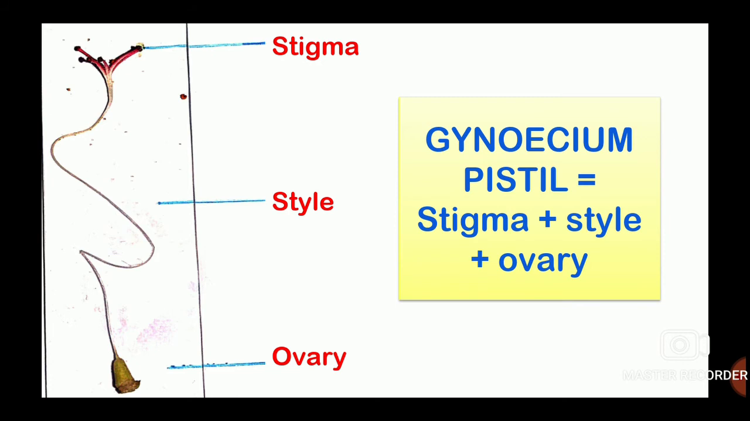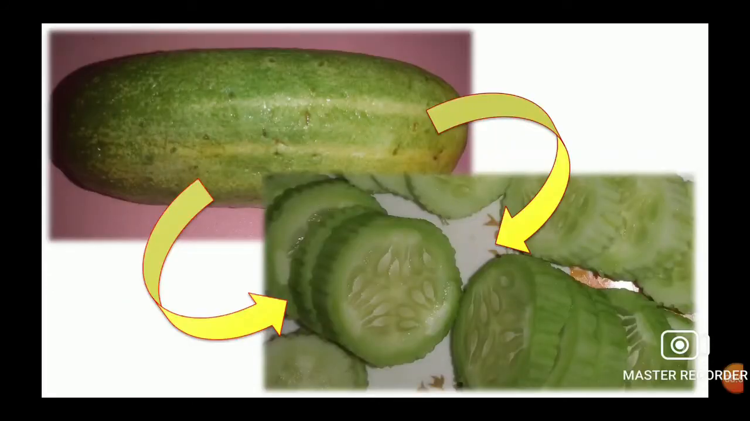Now there is a very interesting thing about ovary. You know the fruits that we eat like mango or banana? They are nothing but ripened ovaries. When ovaries mature and ripen, they form the fruits that we eat. Like in this case we can see this cucumber is actually the ripened ovary.